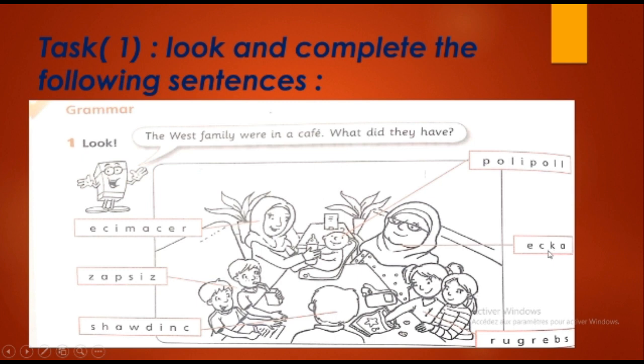Look at grandmom. What did she have? Cake? Is it cake? Yes, cake. And look at these girls. What did they have? Did they have burgers? Yes, burgers. Thank you, burgers.